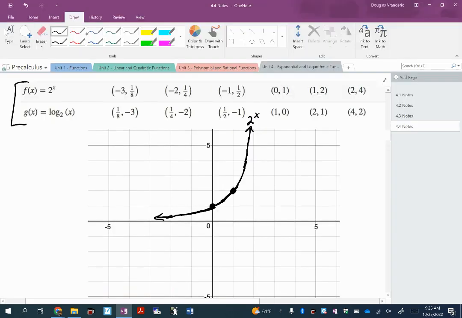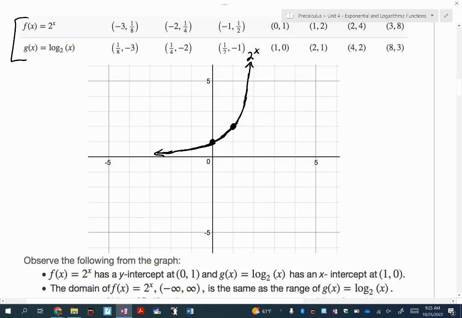Let me change colors. I'll use blue for log base 2 of x. If I think about my domain here, remember we can't use 0, so we're going to use 1. Log base 2 of 1 is 0. Anytime you have an argument of 1, it's always going to be equal to 0. Log base 2 of 2 is 1. And then log base 2 of 4 is 2. So it's going to look like this. It's going to increase forever.